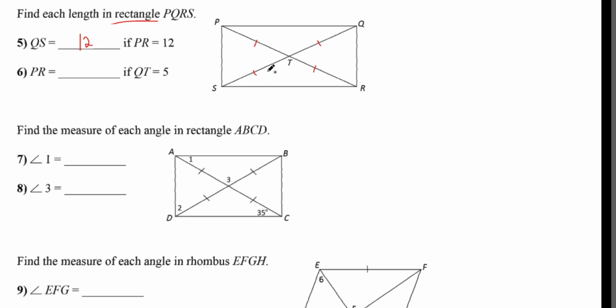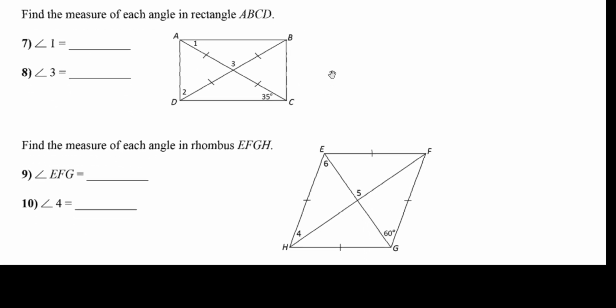What about this? PR. PR is that whole thing right there. And it says QT is 5. So QT, that's 5. So what's TS or ST? That's 5. So what's the whole QS? It's 10. So if QS is 10, what's PR? That's also 10. Super easy, if you know that the diagonals of a rectangle are equal to each other. All right? If you know that's true, then it's super easy.